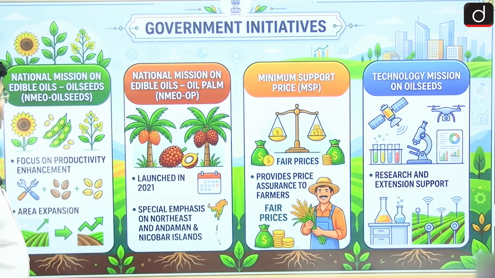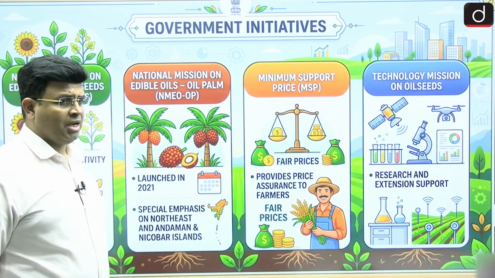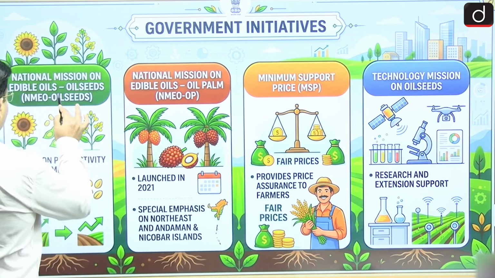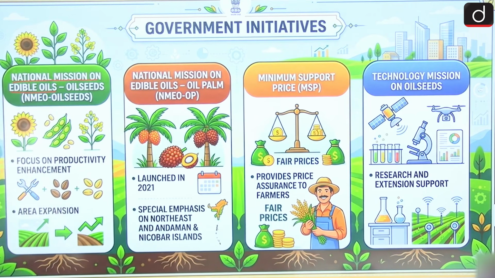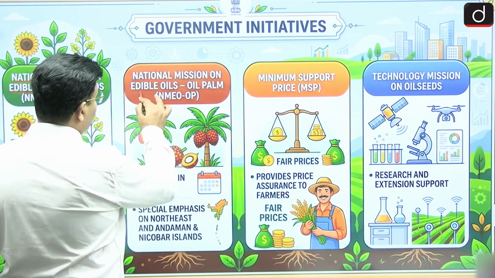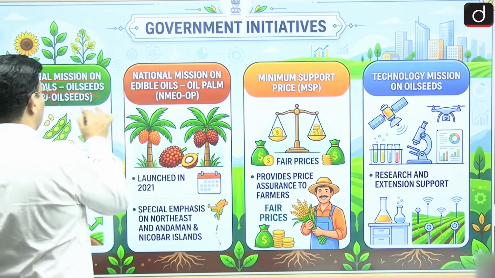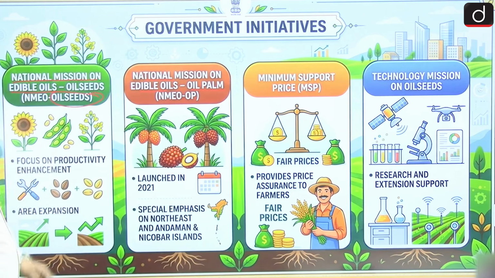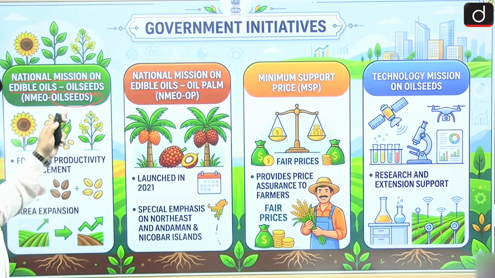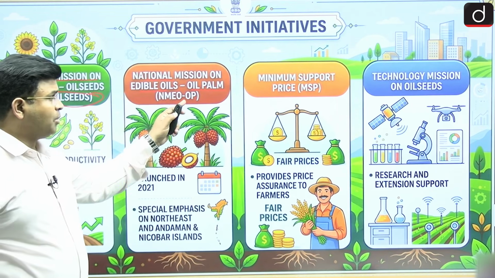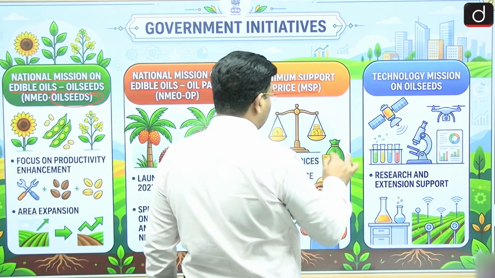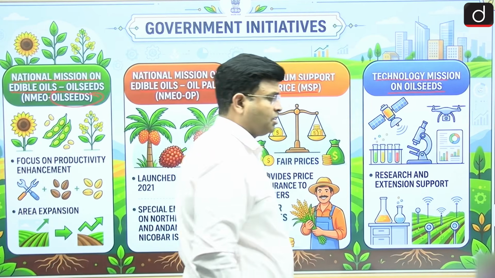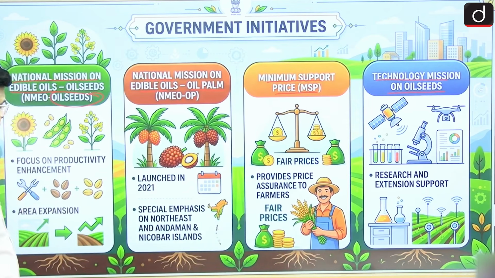And next, we are going to see the government initiatives for edible oil, what the government is trying to do. The Government of India has launched the National Mission on Edible Oilseeds, NMEO. In the same way, India has launched the National Mission on Edible Oils, Oil Palm, and this is for the oilseeds. So there is the National Mission on Edible Oils and oilseeds, and there is oil palm, and then minimum support price, MSP, that we have to give, and also the technology mission on oilseeds. So these are the major important government initiatives.